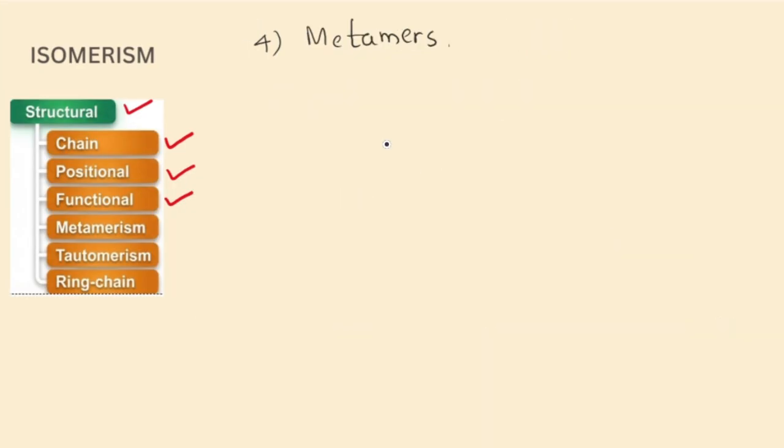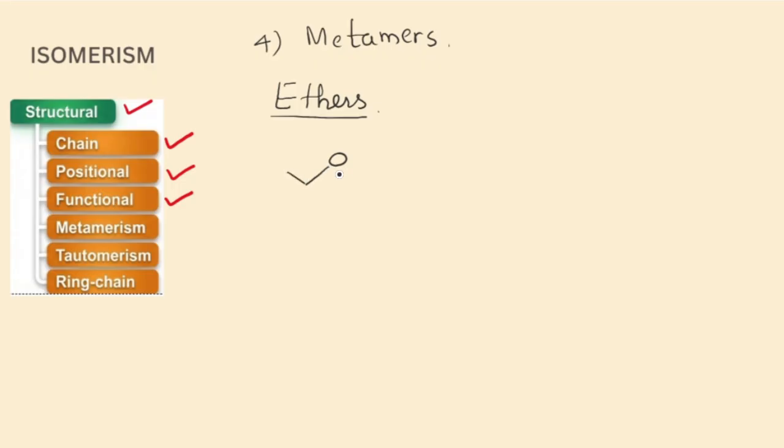Metamers are a special type of structural isomers where the molecules have the same molecular formula and the same functional group, but they differ in the arrangement of the alkyl groups around the functional group atom. Let's take the example of ethers. Students, remember, not all molecules will exhibit metamerism. Only certain functional groups like ethers, esters, secondary amines, right? So these are the molecules which exhibit metamerism.